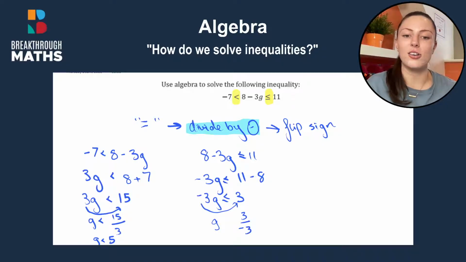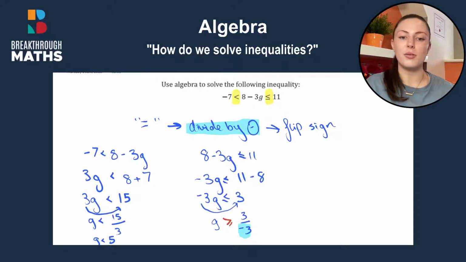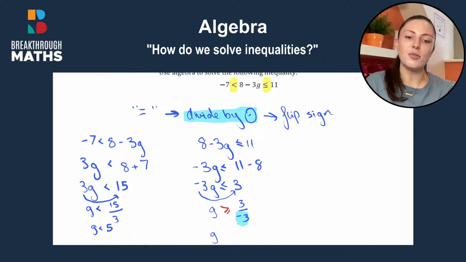And here's what we had to look out for. Dividing by a minus. Therefore, we have to flip our inequality sign the other way, and g becomes greater than or equal to 3 divided by minus 3. Therefore, g is going to be greater than or equal to minus 1.